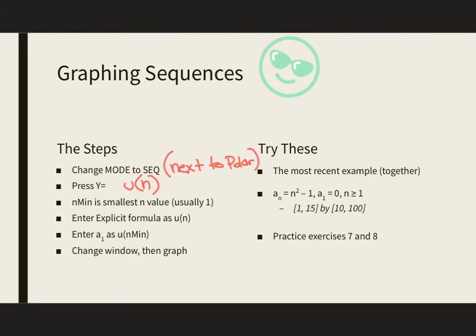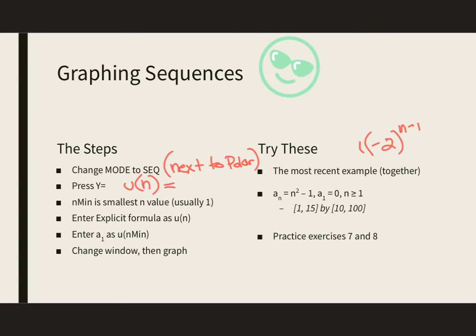Then for u of n, where it says u of n equals, that's where you'll enter your explicit formula. This is the mode where we use the explicit formula. The recursive doesn't work in here. So what you could do right now is use our previous formula, that's this one up here, 1 times negative 2 to the n minus 1.